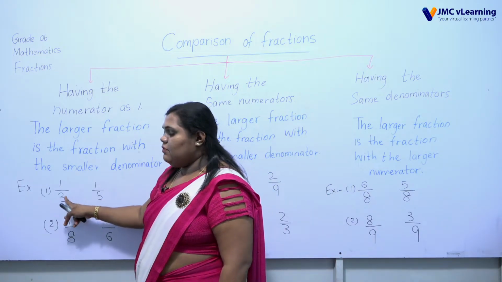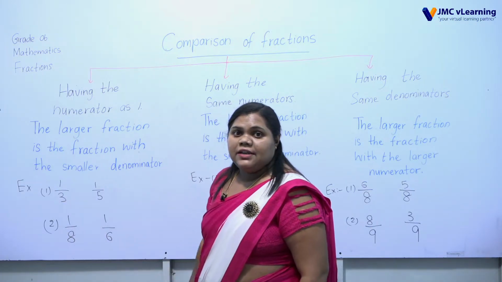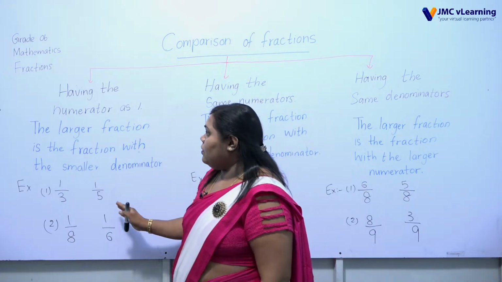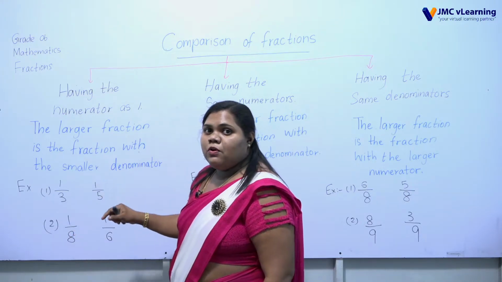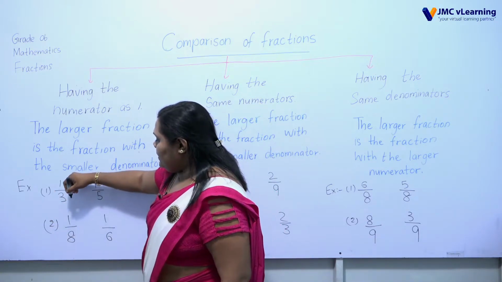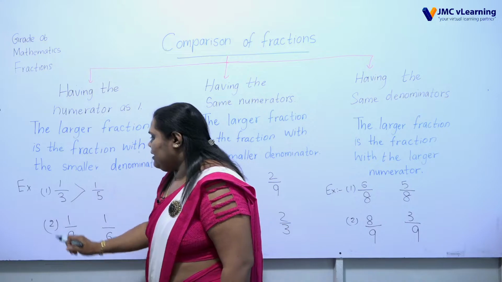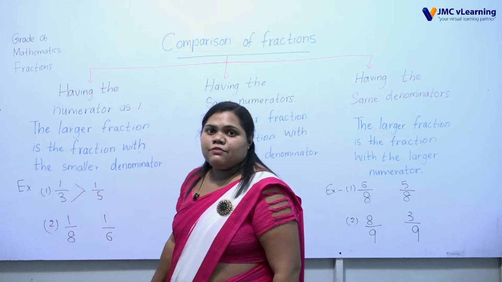When we are comparing 1 out of 3 and 1 out of 5, 3 and 5 are the denominators. So to get a larger fraction, we have to get the smaller denominator. 3 is the smaller denominator. So we can draw the symbol like this, because 1 out of 3 is the larger fraction.